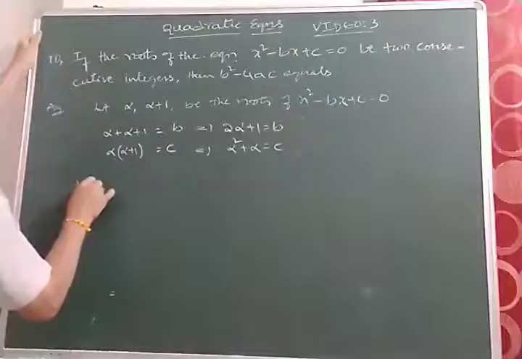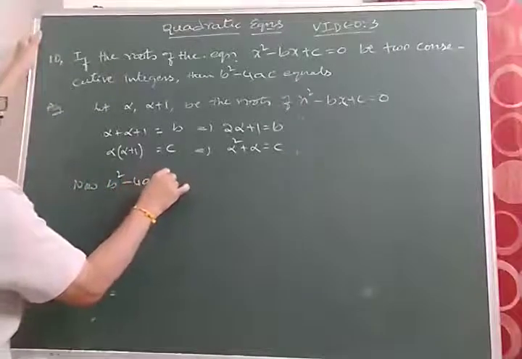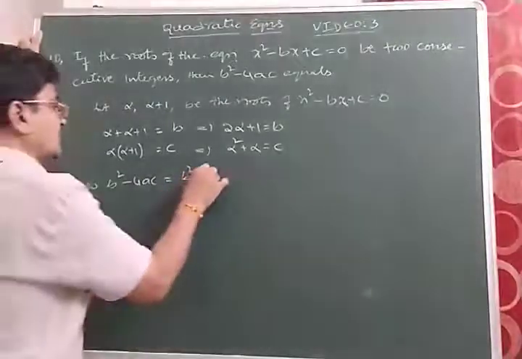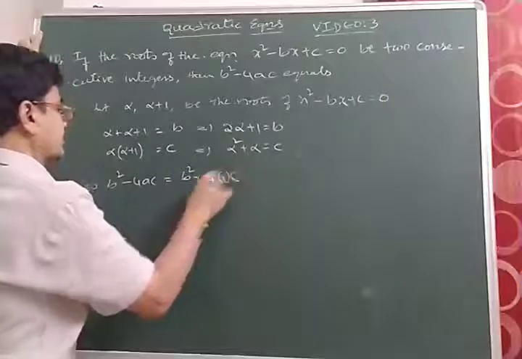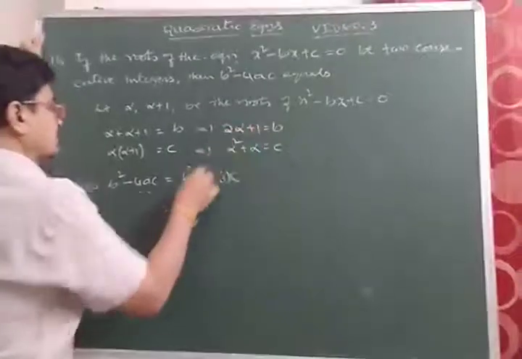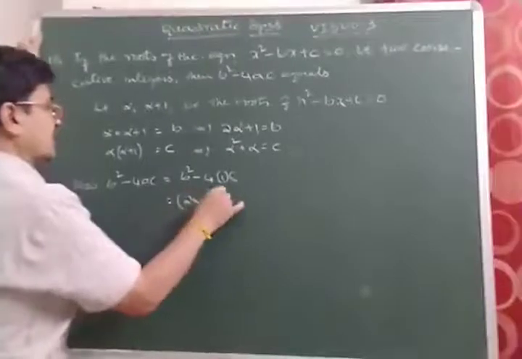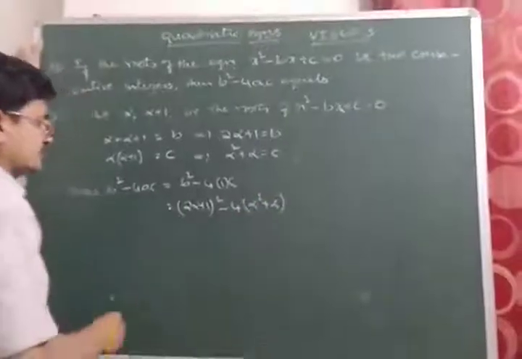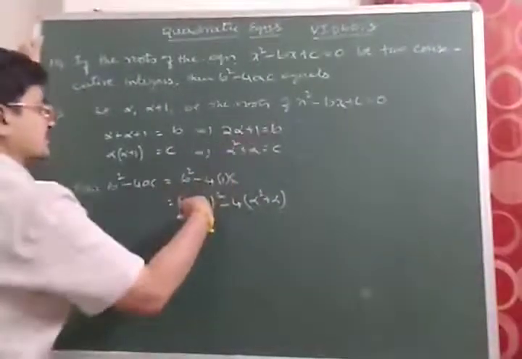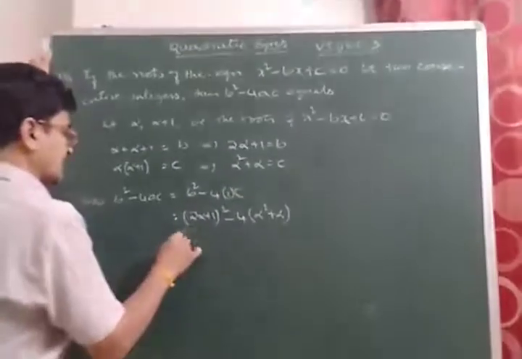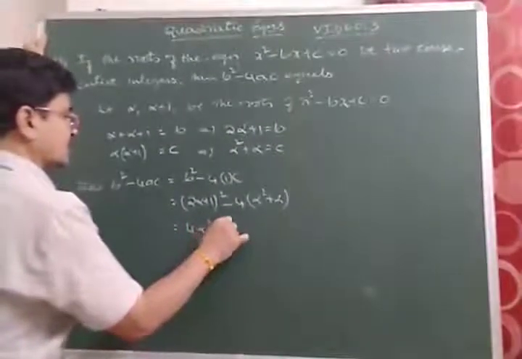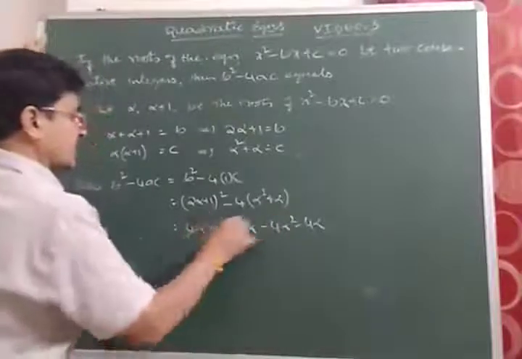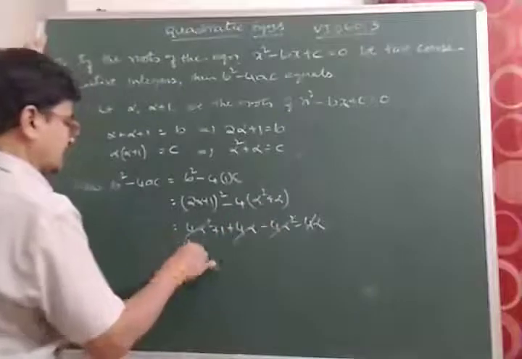Now b square minus 4ac is equal to b square minus 4, where a is 1 and c is c. B square means 2 alpha plus 1 whole square, minus 4 into c means alpha square plus alpha, substituting the values of b and c. Now this is 4 alpha square plus 1 plus 4 alpha minus 4 alpha square minus 4 alpha. 4 alpha square and 4 alpha square cancel. 1 is the answer.